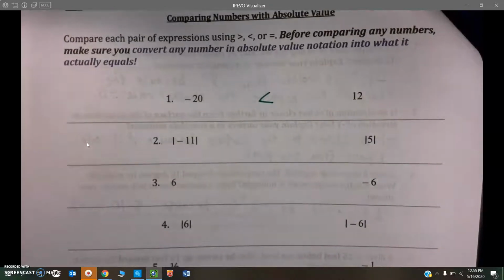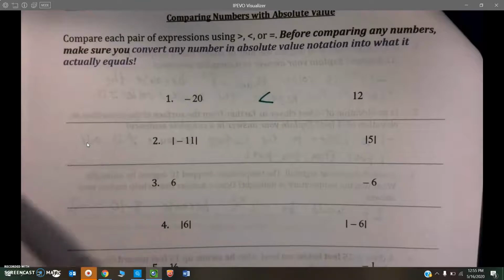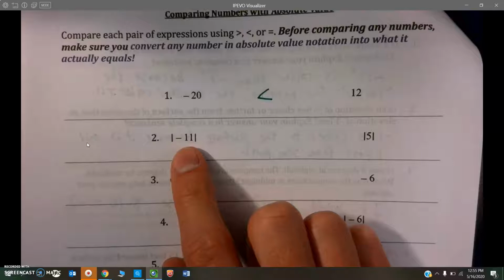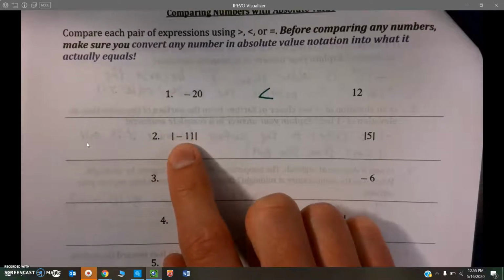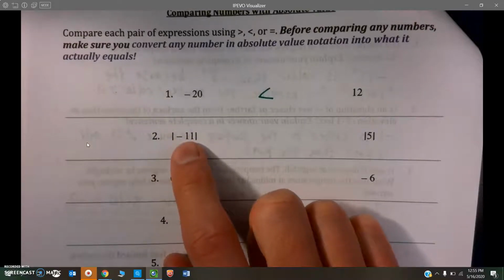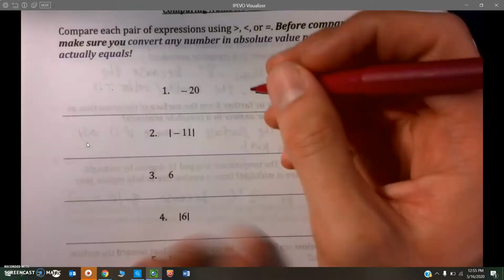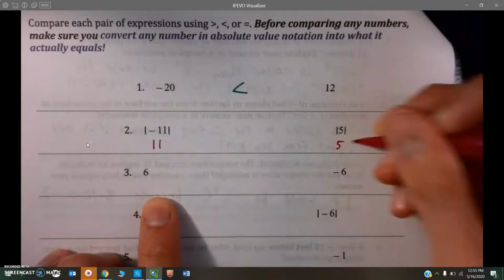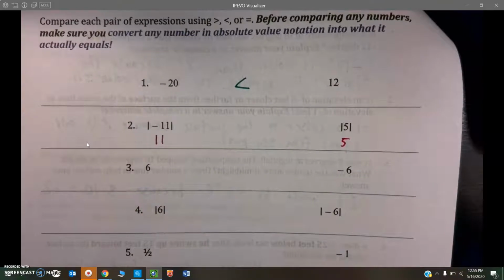So remember, anytime you see that absolute value notation, what that is asking you is what is the number inside's distance from 0. So you're not just taking that number's value, you're taking that number's distance from 0. And so negative 11 is 11 units to the left, and 5 is 5 units to the right. It's really important to note, a common misconception that a lot of people keep making is they think that absolute value just means opposite. It does not mean opposite. It means a number's distance from 0.